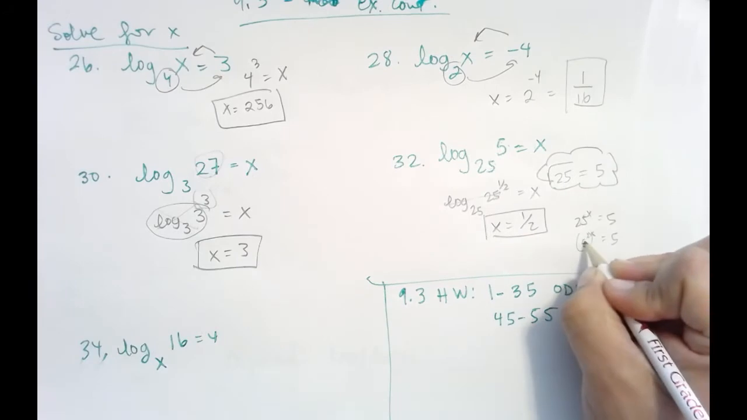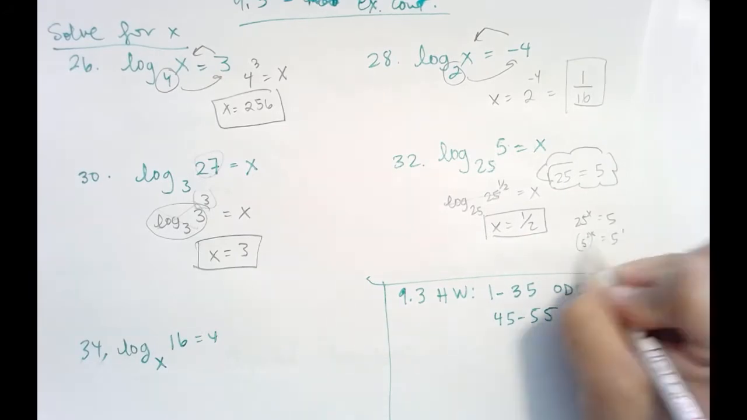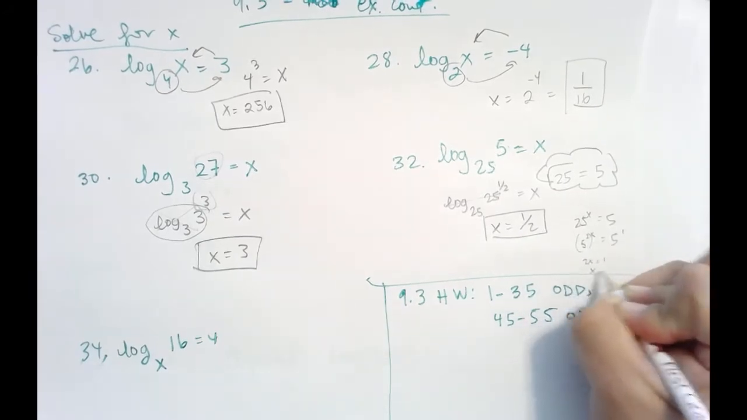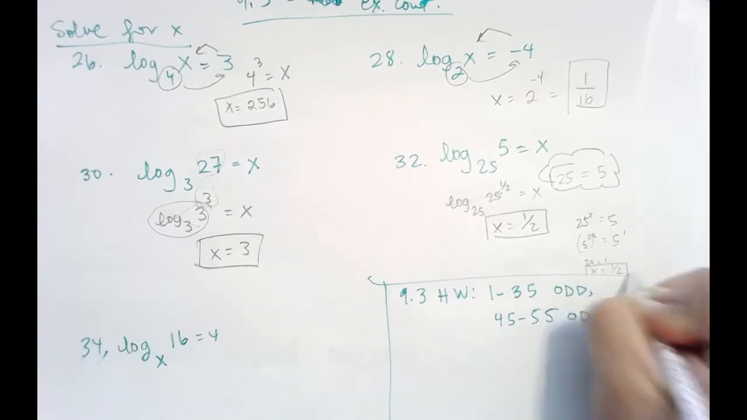And then you get, these cancel out because they're the same base. 2x is equal to 1, x is equal to 1/2. So there's more than one way to do this problem, okay?